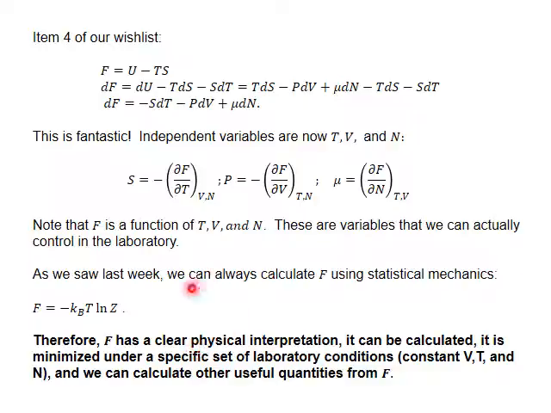So the Helmholtz free energy is a pretty good thing. It clearly satisfies 3 of the 4 things on our wish list. It has a clear physical interpretation. It's calculable. It's minimized under a specific set of laboratory conditions. And we can calculate other things from it. It is a little bit difficult to keep track of directly in the laboratory because work is a hard quantity to measure directly. But that aside, it's very, very useful, and it plays a major part in our story.